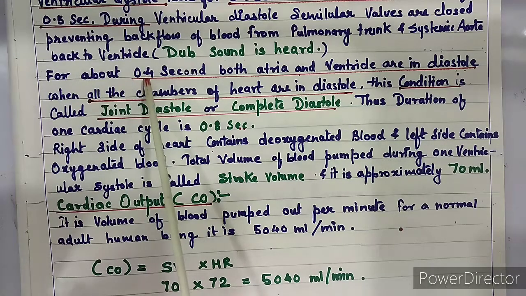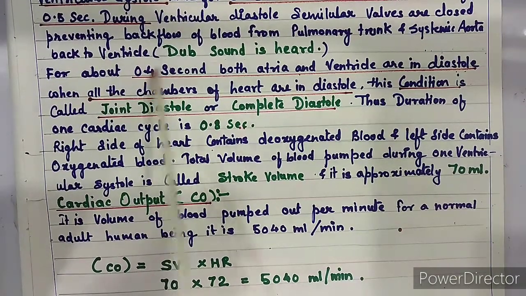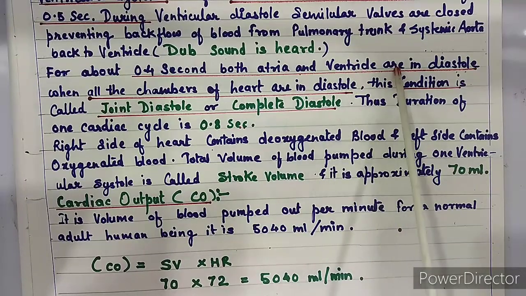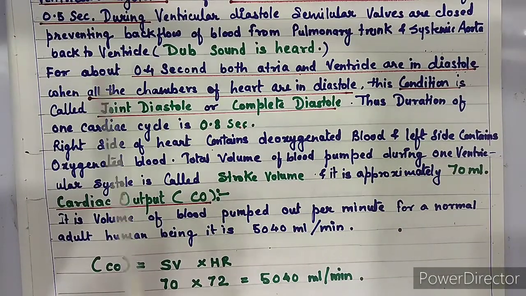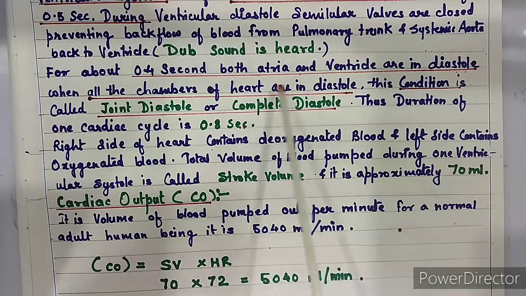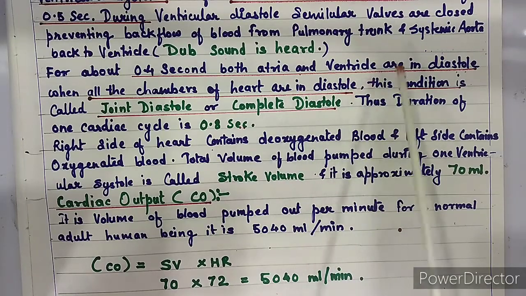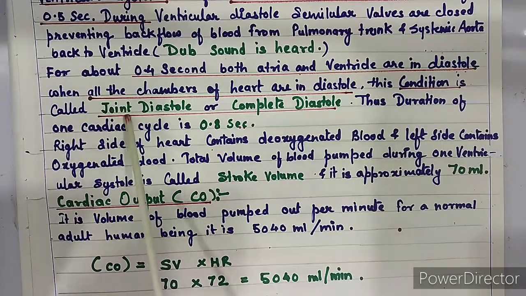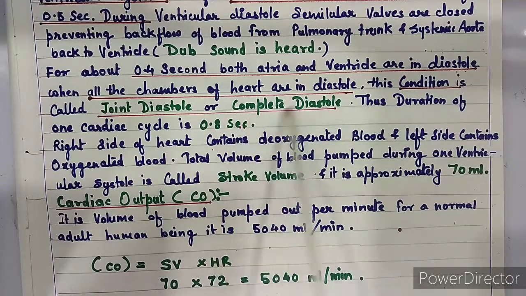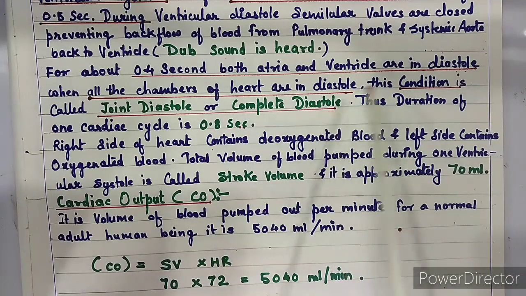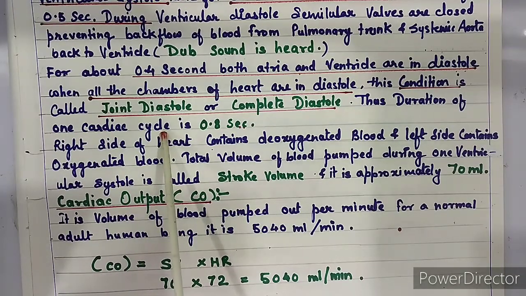For about 0.4 seconds, both the atria and the ventricles are in the diastole. When all the chambers of the heart are in the diastolic stage, this condition is called joint diastole or complete diastole. Thus, duration of one cardiac cycle is 0.8 seconds.